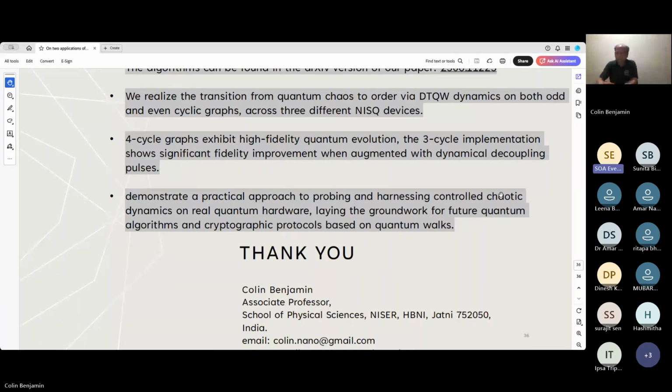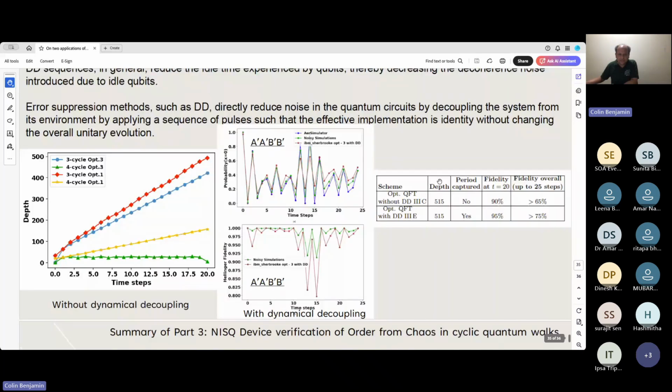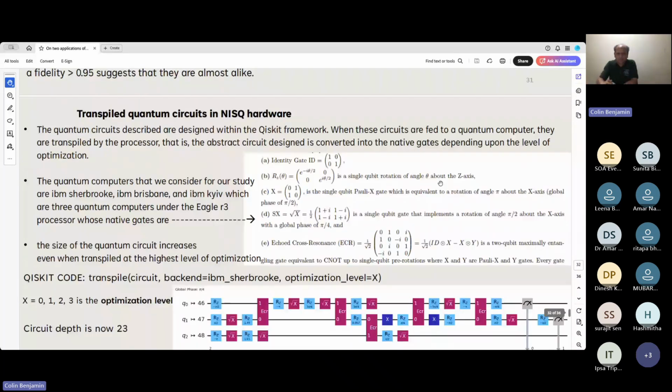I wanted to know if the transpiler also removes CNOT gates for optimization? Because I think the native gates of the transpiler... Well, there is an echoed cross resonance gate, which is the equivalent of the CNOT gate, which the transpiled circuit does use in the NISQ hardware. You can say it's the equivalent of the CNOT, but it's not exactly the same.